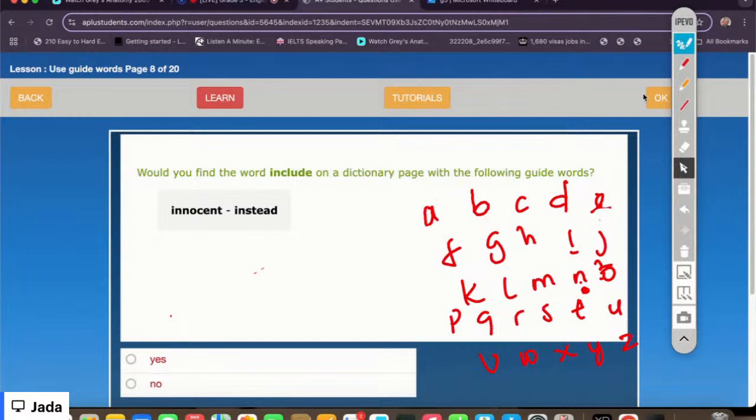Okay. So we have include, innocent, instead. Can we find include in between innocent and then instead? Yes or no?